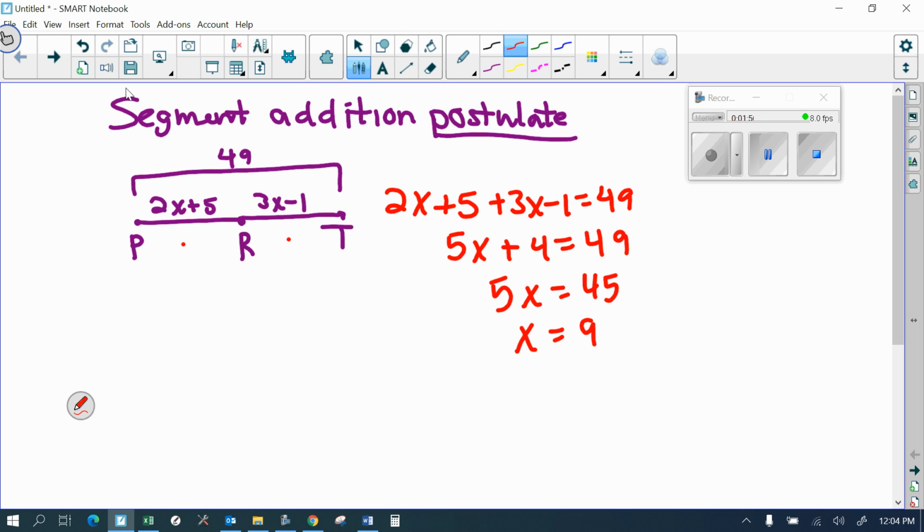So if they just ask for x, that would be done. X equals 9. If they ask for one of the side lengths, or segment lengths, let's say length PR. Remember, nothing above the P and the R means the length or distance from P to R. So from P to R, I plug it in. 9 times 2 is 18, plus 5 is 23. The length from R to T would be 3 times 9 is 27, minus 1 is 26. And then I could add those together, and 23 plus 26 is 49. So that's how I can guarantee that I did it correctly. So that's the segment addition postulate.